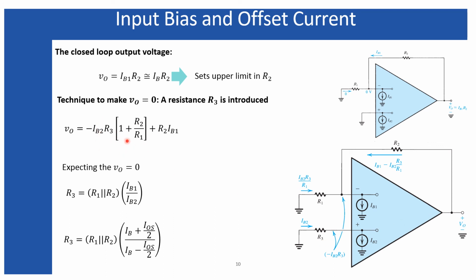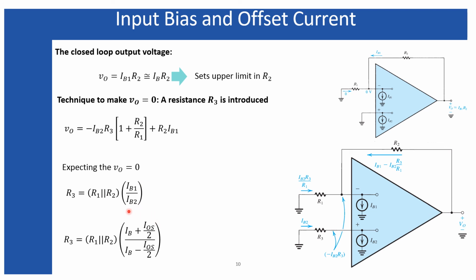From here, we expect that V0 should be 0 in the presence of these two individual values IB1 and IB2. So, for what value of R3 can we make V0 zero? We put V0 equal to 0 and get the result for R3. If you rearrange this expression, finally we get the expression for R3 as the parallel combination of R1 and R2 times the ratio of IB1 to IB2.